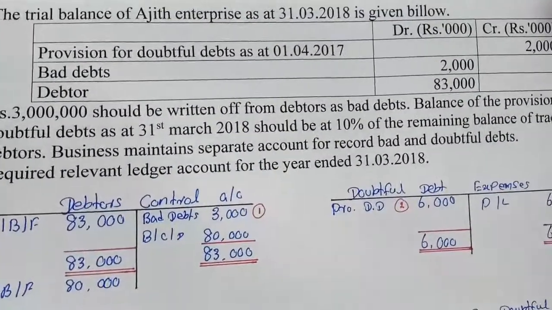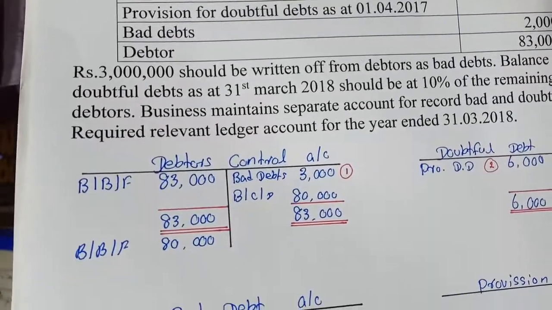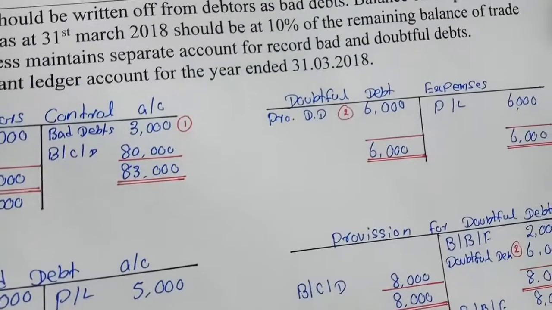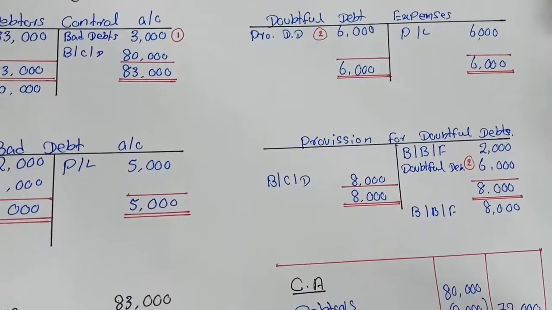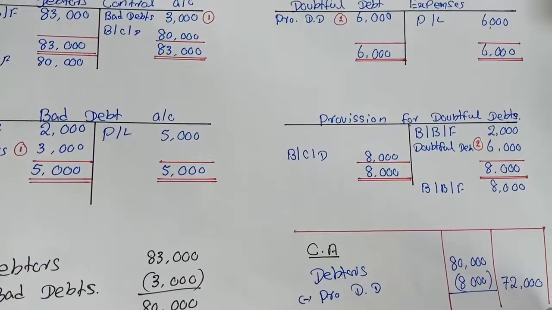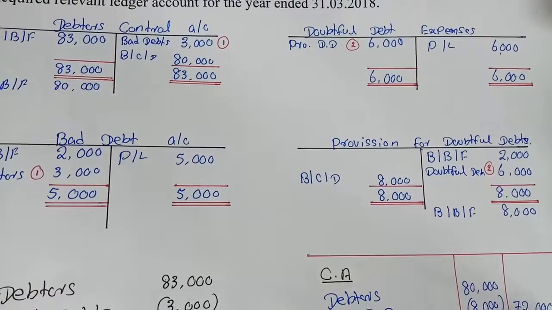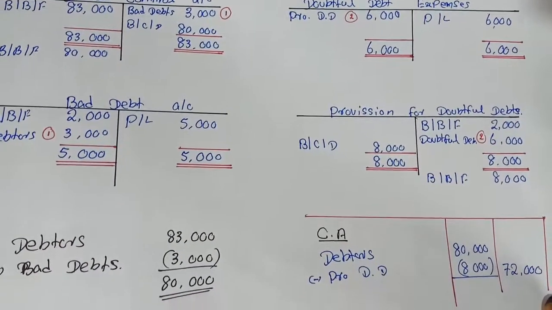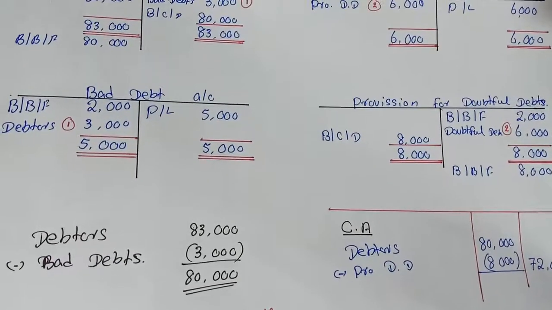Balance included in the trial balance as well as additional information, total amount should be considered as expense. But doubtful debts, if there is a balance, the difference value should be considered as expense. Difference value, if it is under provision, should be considered as expense. If it is over provision, should be considered as income.